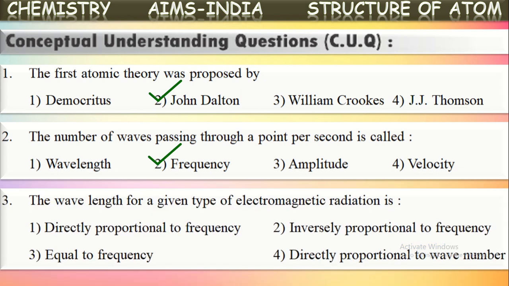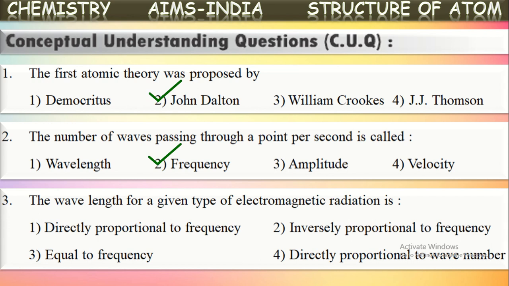Next question. The wavelength for a given type of electromagnetic radiation is. So in the options they have given frequency. So they are asking about the relation between wavelength and frequency. How are they both related? If the wavelength of a radiation is much greater, then the number of waves passing through a point per second will be less. So the frequency of that radiation will be less if the wavelength is greater.